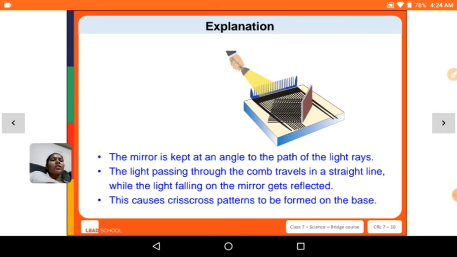From this we learn that light always passes in a straight line and when light falls on any mirror it gets reflected.